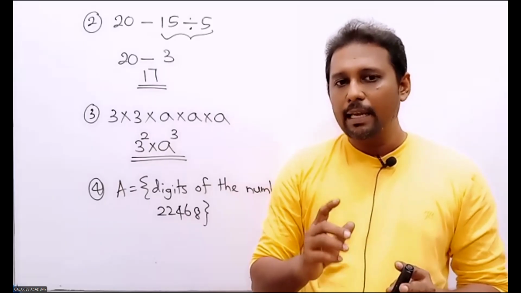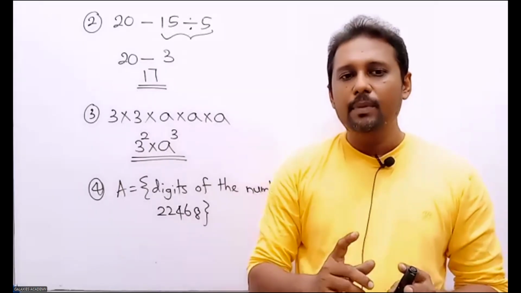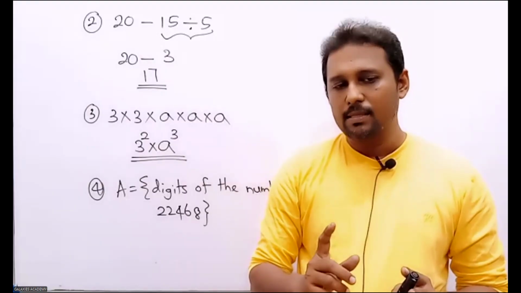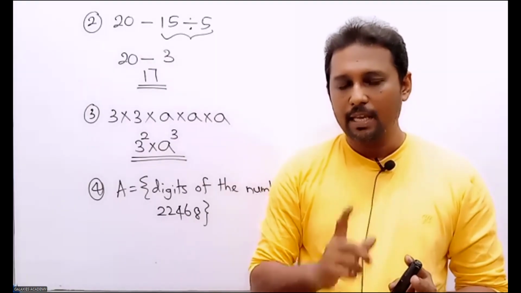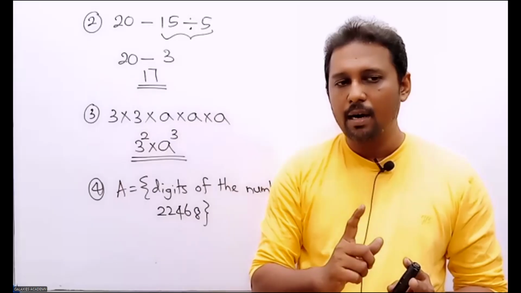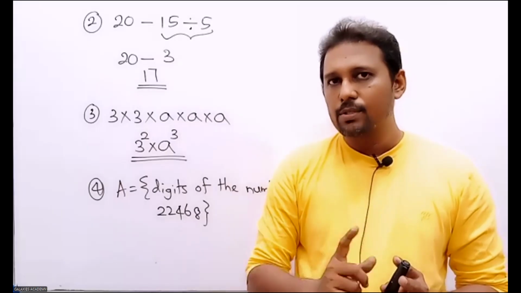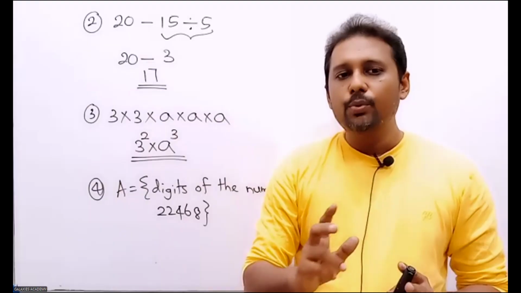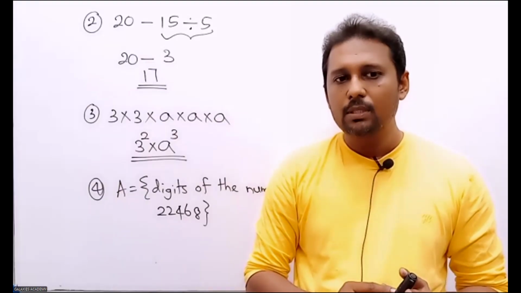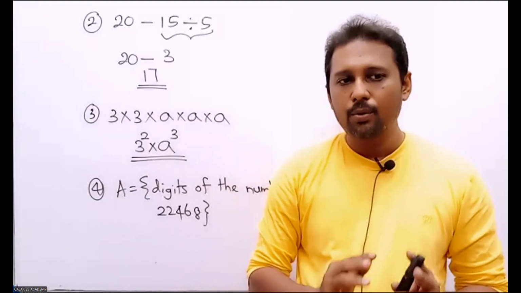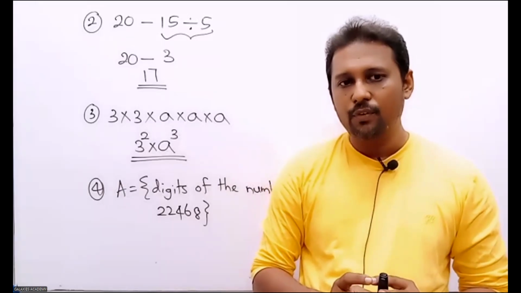When you write the elements, one element you can write only once inside the curly bracket. Then also between two elements you have to put a comma. They are the rules you have to follow for the list of element method.